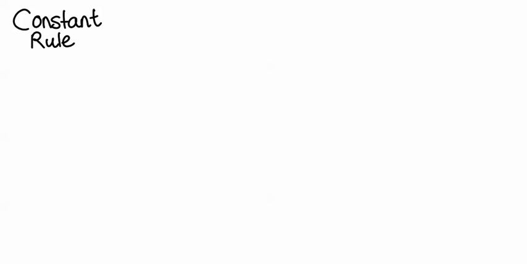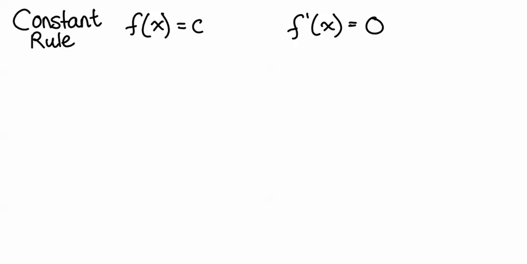So we have something called a constant rule. That's the rule where if we have a function like f of x equals c, where c is a constant, then the derivative of that function is just 0. Here's an example with actual numbers. Say you had f of x equals 7. The derivative of 7 is 0.